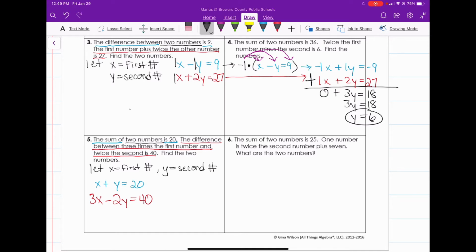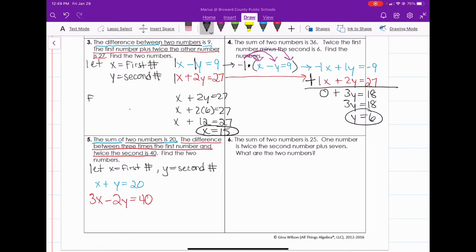So we have x plus 2y equals 27. That's really x plus 2 times 6 equals 27. That's going to be x plus 12 equals 27. And when we subtract 27 and 12, x becomes 15. So x is 15, y is 6.